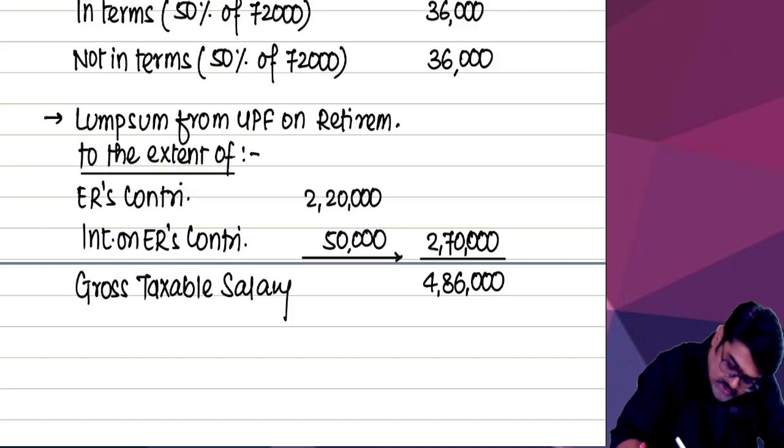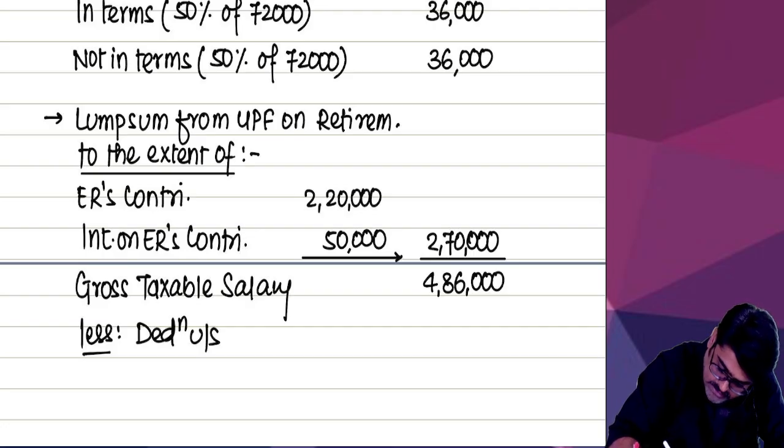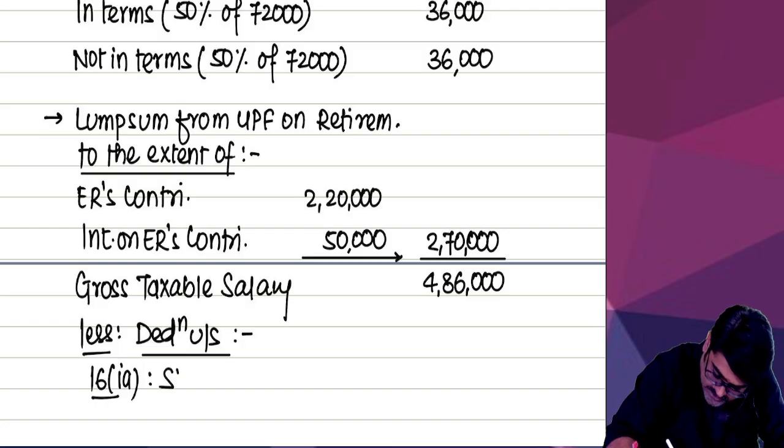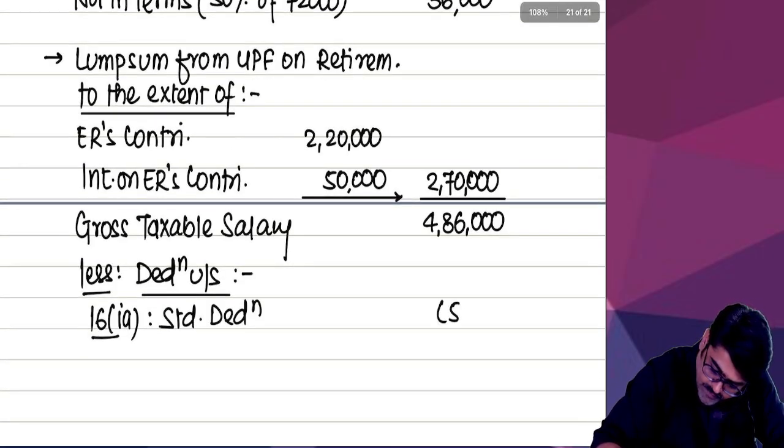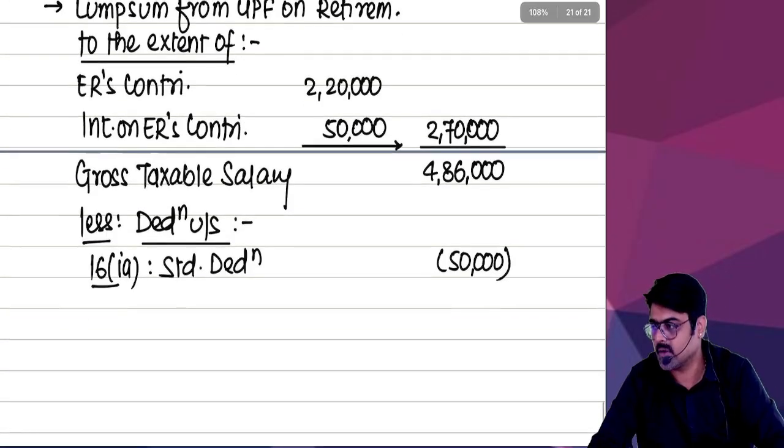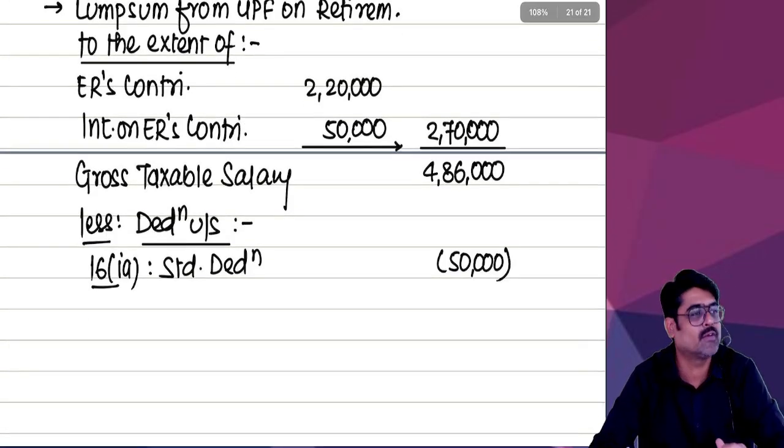Out of the gross taxable salary, will you get any deduction? Under section 16 clause 1A, that is the standard deduction. At the rate of 30% of NAV, flat 50,000. Any other deduction? 16 clause 2, entertainment allowance, 16 clause 3, professional tax, no deduction?